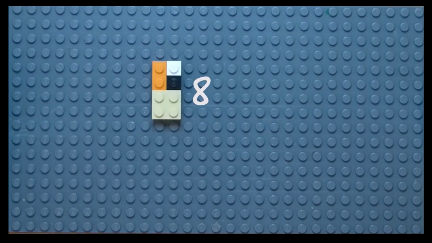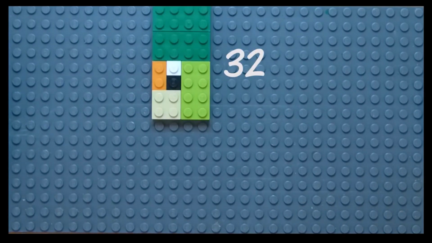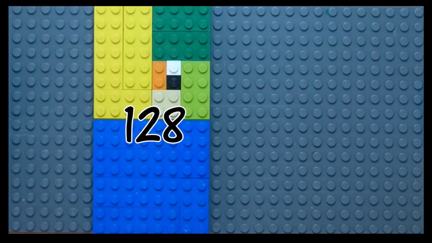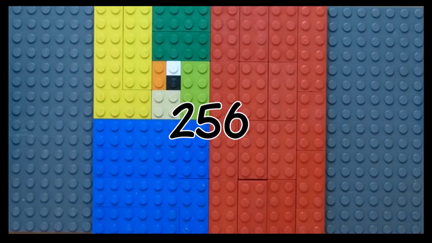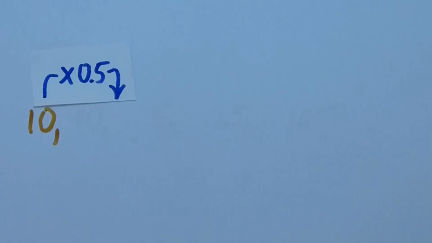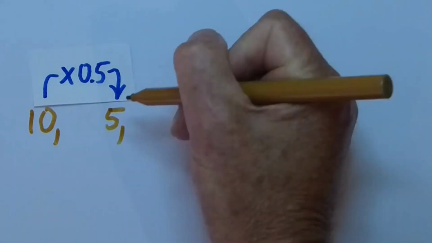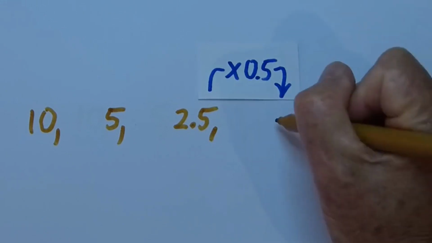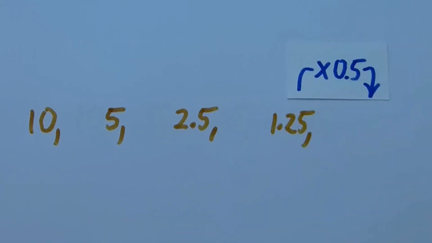Here we start with 1. The common ratio is 2. By 2 is 4. By 2 is 8. By 2 is 16. By 2 is 32. By 2 is 64. By 2 is 128. By 2 is 256, and so on. The common ratio can be less than 1. Start at 10. By half is 5. By half again is 2.5. By half again is 1.25, and so on.